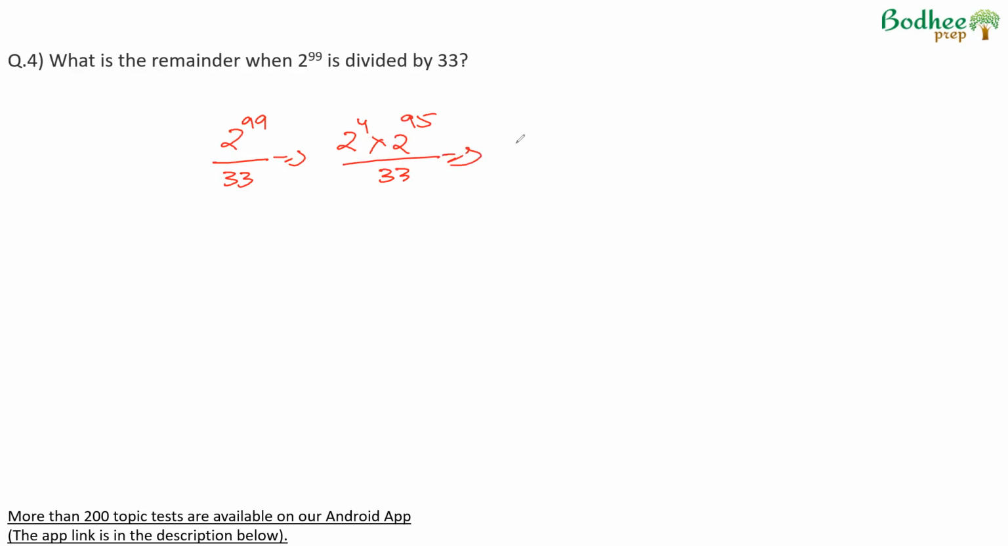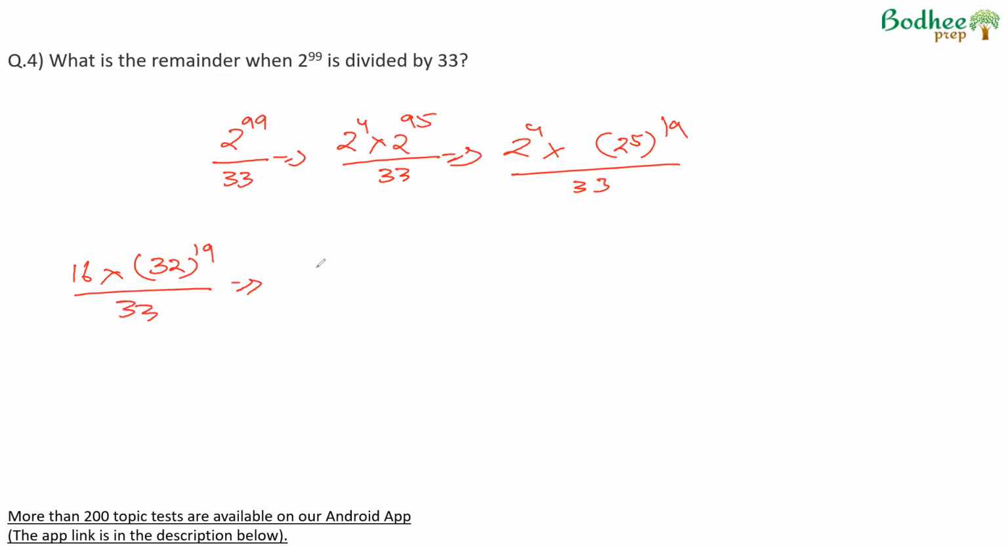This can be written as 2 raised to power 4 into 2 raised to power 5, raised to power 19, since 95 is 5 into 19. It becomes 2 raised to power 4, which is 16, into 2 raised to power 5, which is 32, raised to power 19. And 32 is nothing but 33 minus 1, raised to power 19.